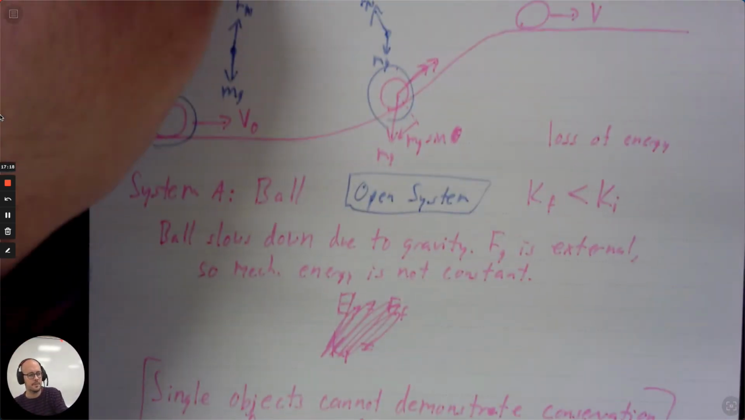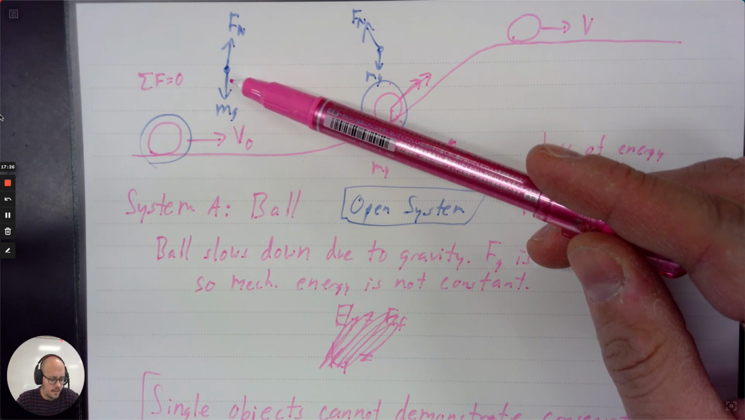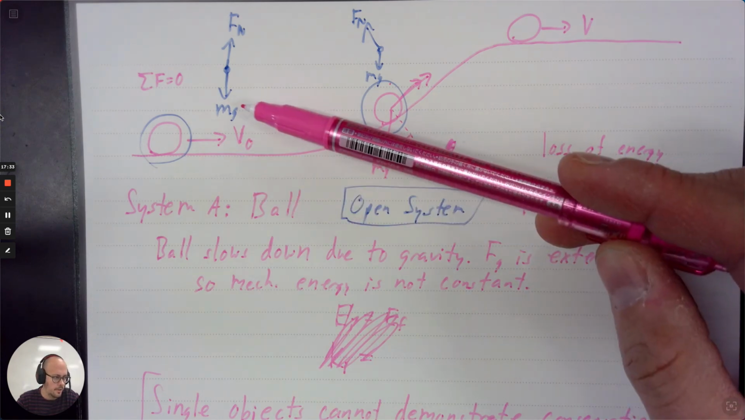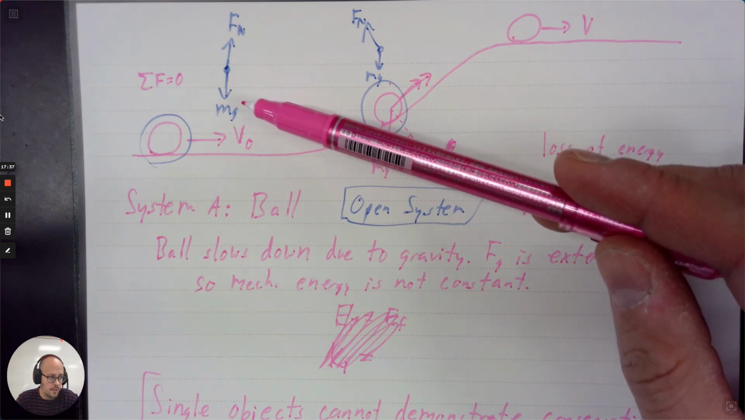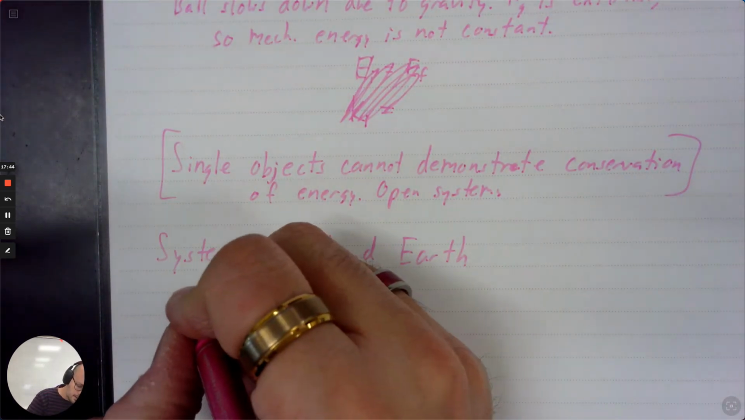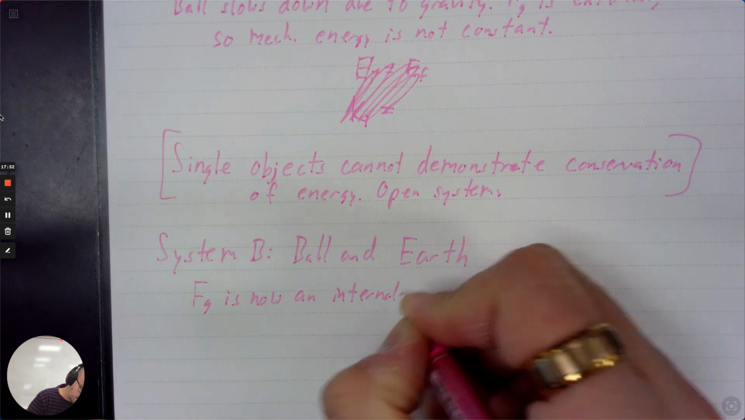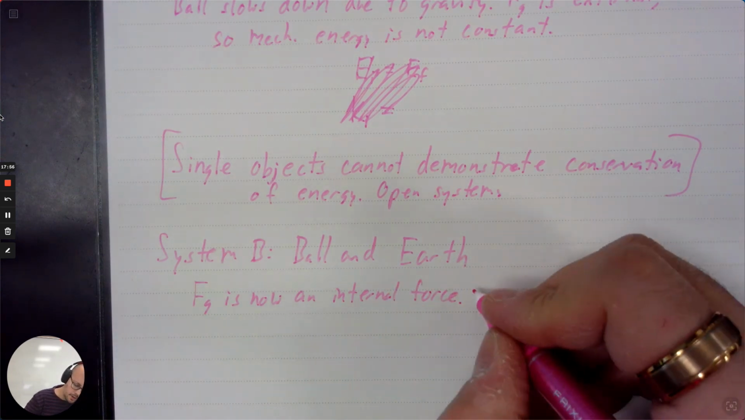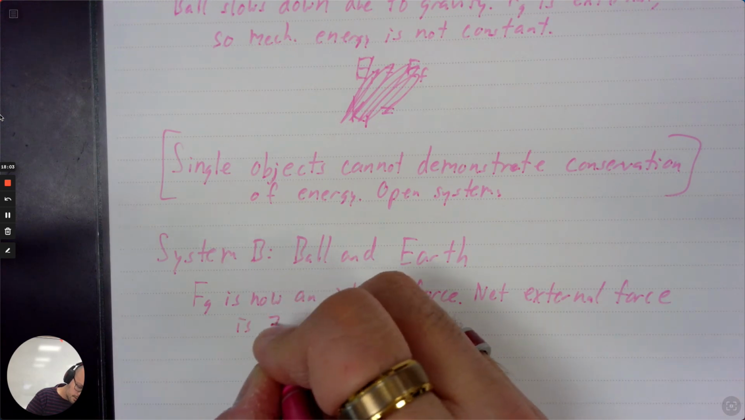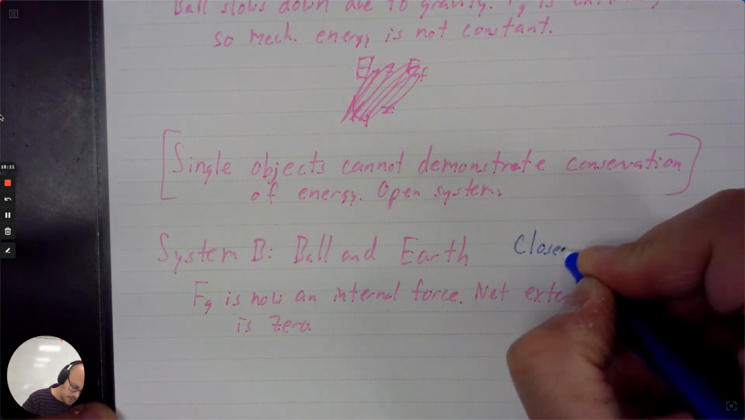If I go back to this picture, Newton's third law dictates that because there's a force of gravity acting downward on the ball due to the Earth, there is an equal and opposite force of gravity acting up on the Earth due to the ball. So when you include the Earth in your system, the force of gravity becomes an internal force. Okay, so ball and Earth: Fg is now an internal force. Therefore, the net external force is 0. This particular situation, the ball and the Earth, represents a closed system.